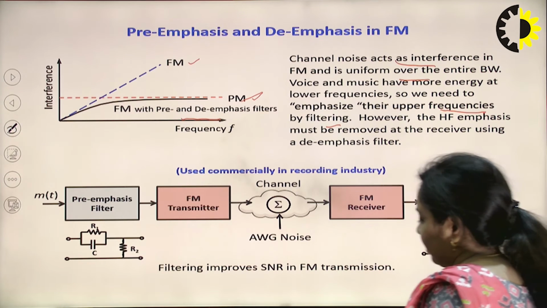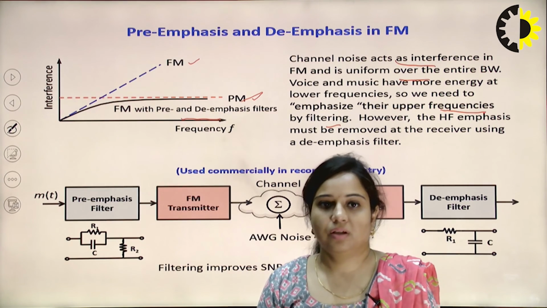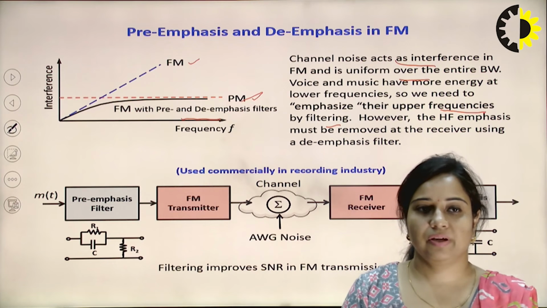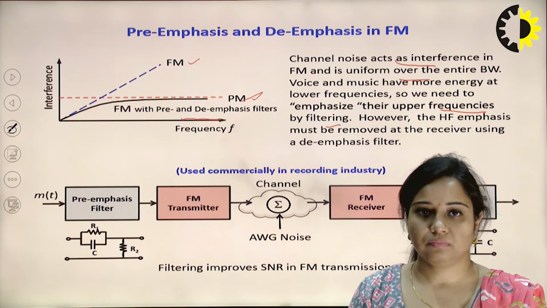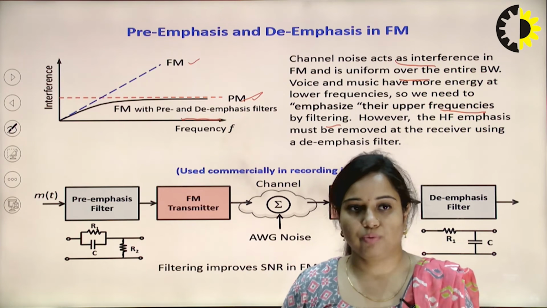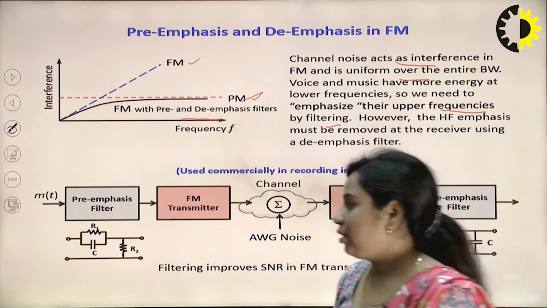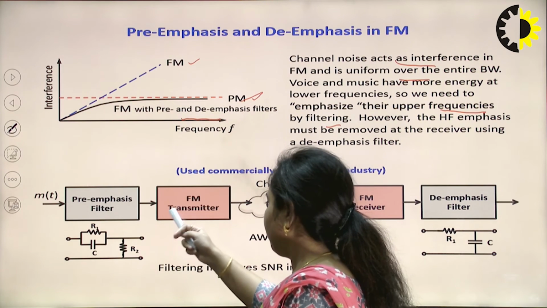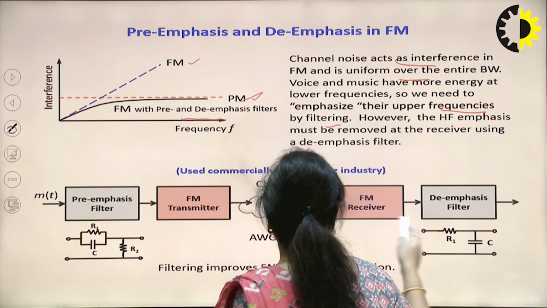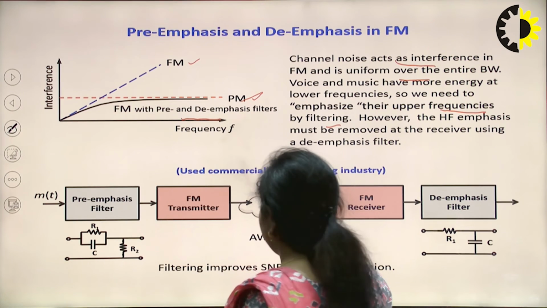So whatever signal is required at the low frequency range has to be increased, or artificial boosting of the signal is to be done, meaning we have to increase the amplitude of the signal prior to the modulator. So this is the main idea behind preemphasis and deemphasis.